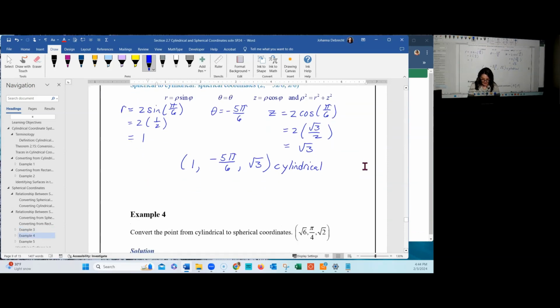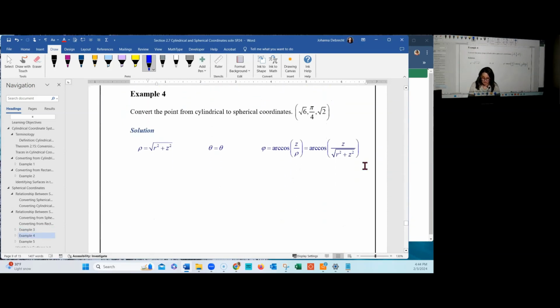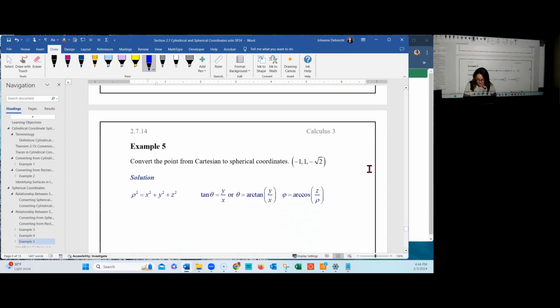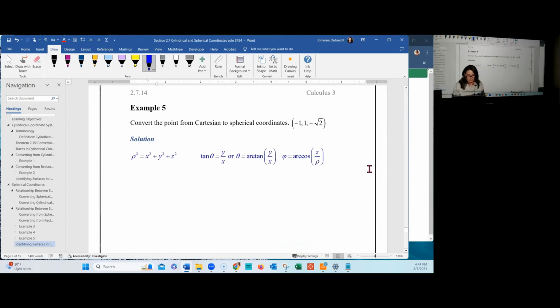Let's take a look at example 4. In example 4, we want to convert this point from cylindrical to spherical coordinates. And in example 5, we want to convert the point from Cartesian to spherical. Go ahead and pause the video to work these two examples out, then turn the video back on so that we can compare our answers.